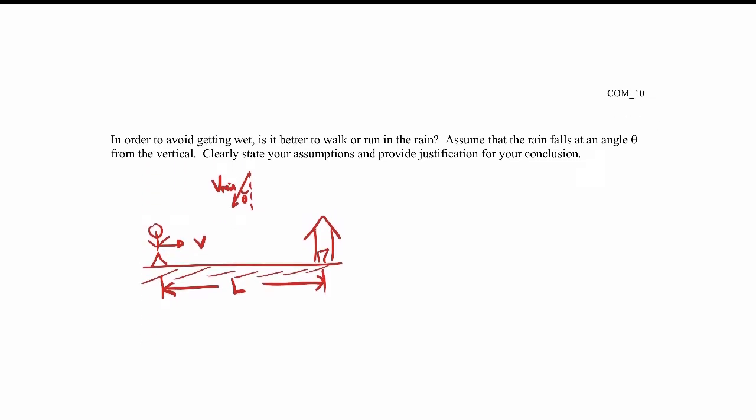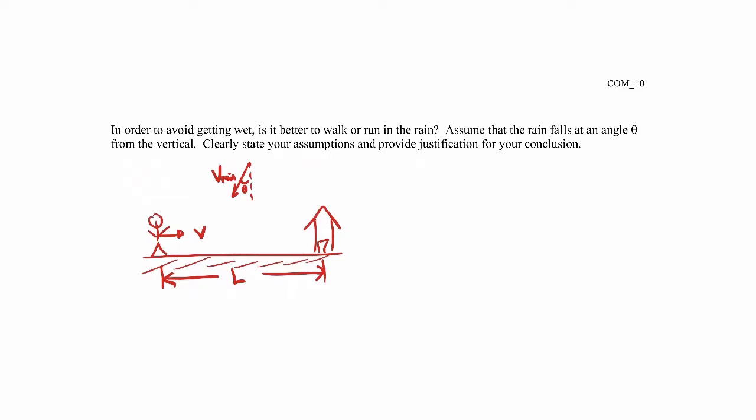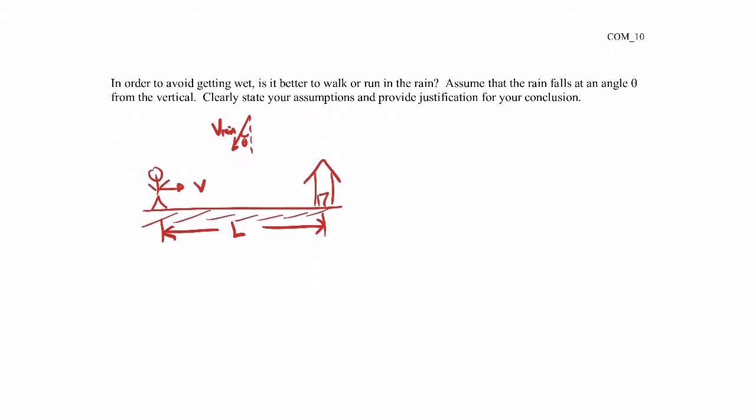And if you think about this for a moment, what I'm trying to do is minimize the amount of rain that accumulates on my body here, right? I'm trying to minimize the mass of rain that accumulates on me. So this is a conservation of mass kind of problem. So I'm going to want to apply conservation of mass. So I'll write it out, and then we're going to evaluate it.